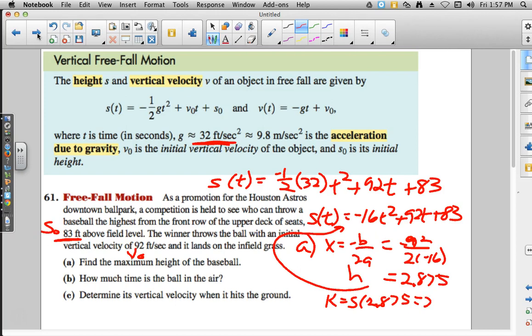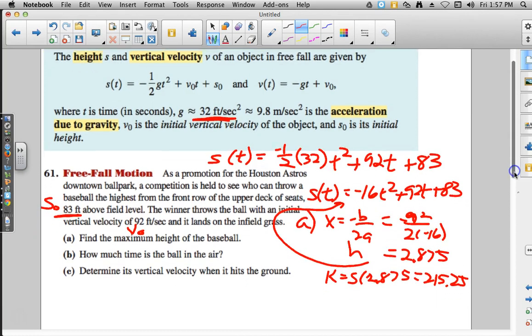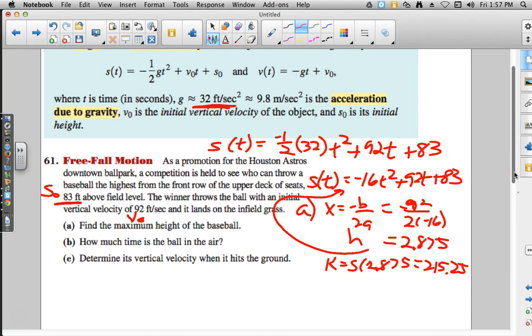And then if we put a 2.875 back into our formula up here, that will give us k. And that comes out to 215.25. So find the maximum height of the baseball. That's the second piece that we just found. The maximum height is 215.25 feet above the field.